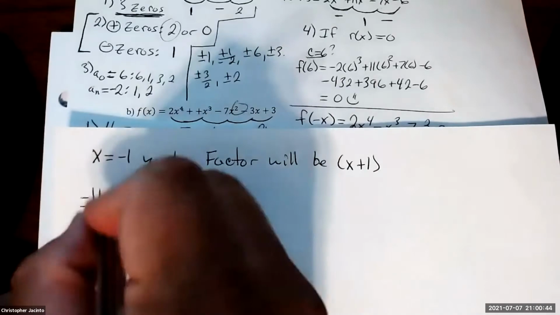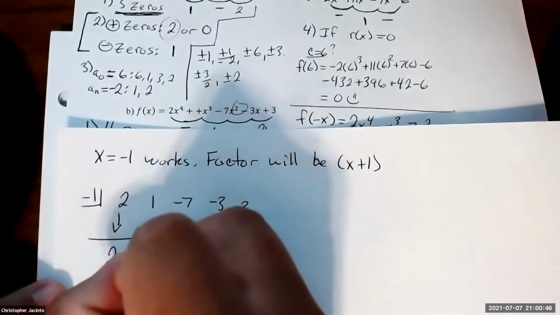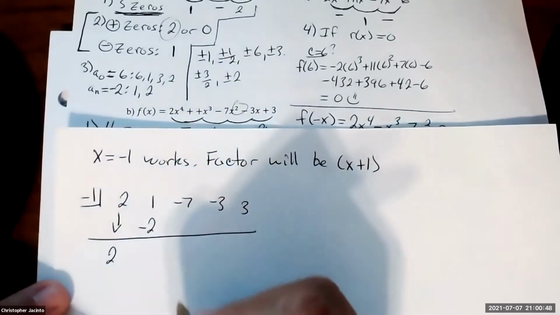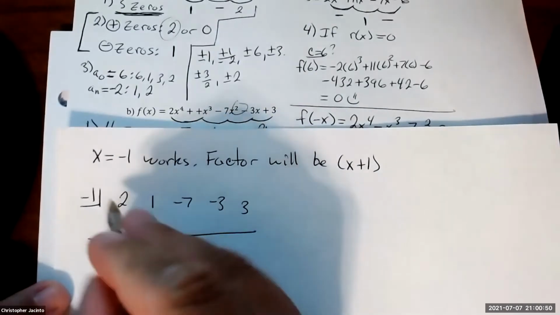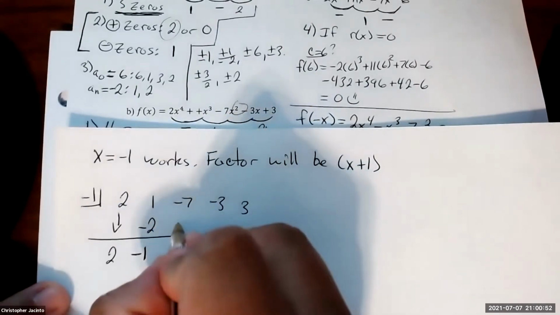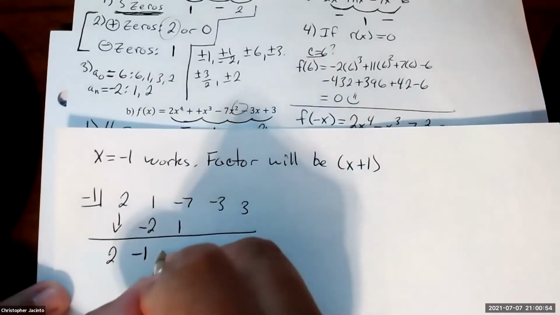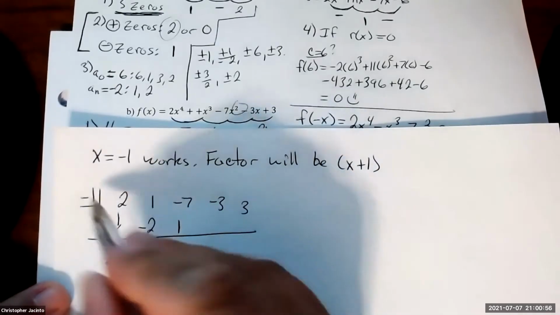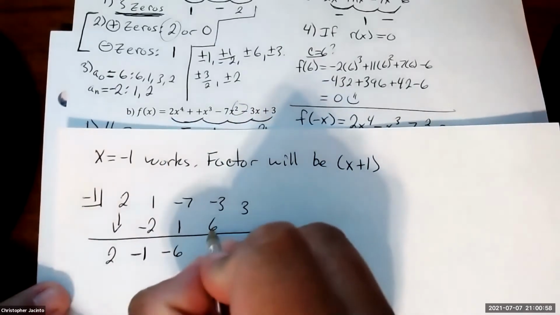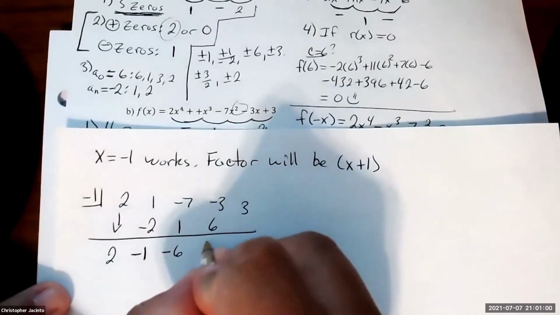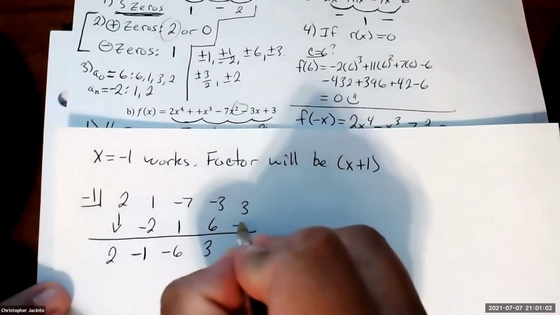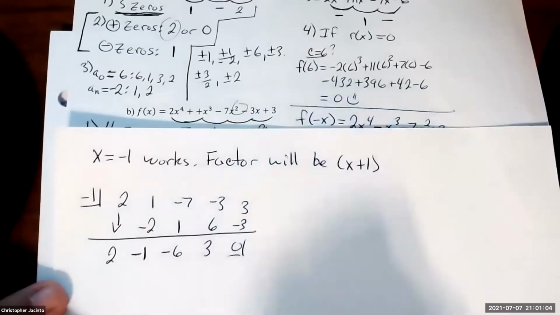So that's a 2. Multiply, that's -2. Add down, that's -1. Multiply those gives you 1. Then -6, +6, and +3, -3, and perfect, right? 0.